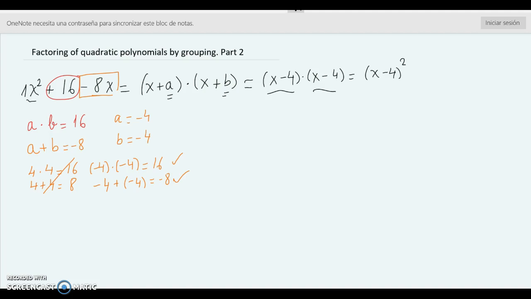Let me see x squared plus x minus 6. Let's do the same. I have to multiply two numbers and I will get the constant term minus 6. This case looks more complicated. If I add a plus b, it will be the coefficient of the x term. In this case, the coefficient is 1. So let's look for these two numbers.